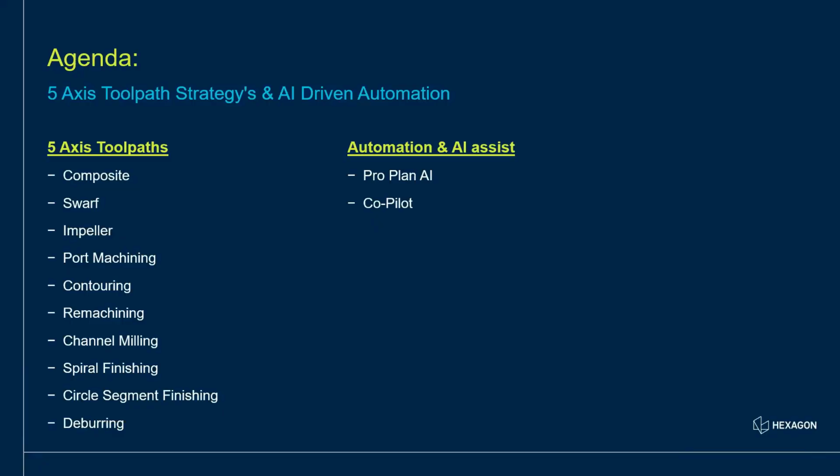We will see some of the toolpaths, and how the 5-axis toolpaths are going to be helpful. And also we can see the automation as well: what are the latest AI innovations in ESPRIT EDGE, and how they are going to help programmers, new or experienced, to reduce the programming time.